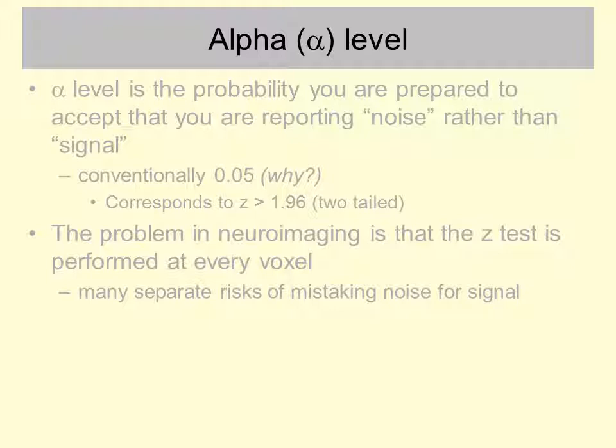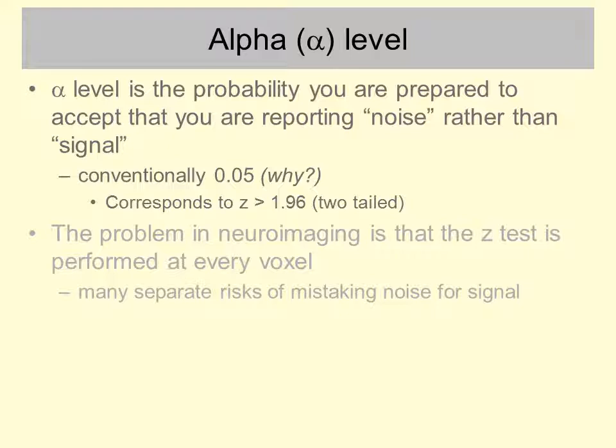Another important thing to bear in mind about what was discussed on the previous slide is that Z threshold corresponding to the proportions of area under the curve, which are the p-values which I discussed, those are just being performed voxel-wise. Each voxel is being considered completely independently from the others, as if it was the only voxel in the brain. Now, the actual choice of threshold is referred to as the alpha level, and is the probability you are prepared to accept that your result is noise rather than signal.